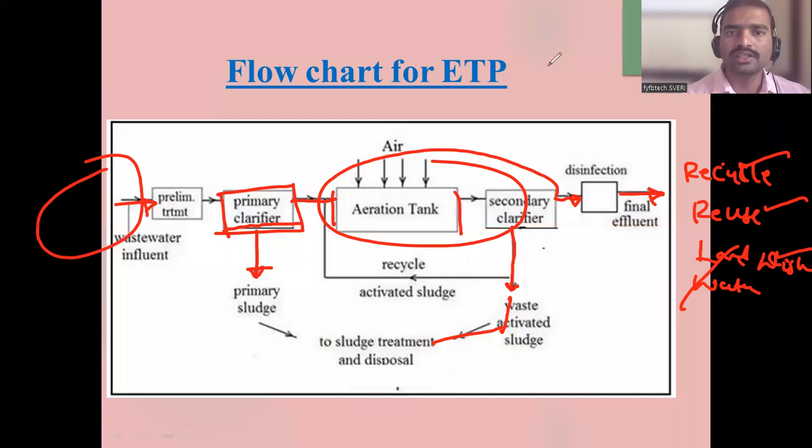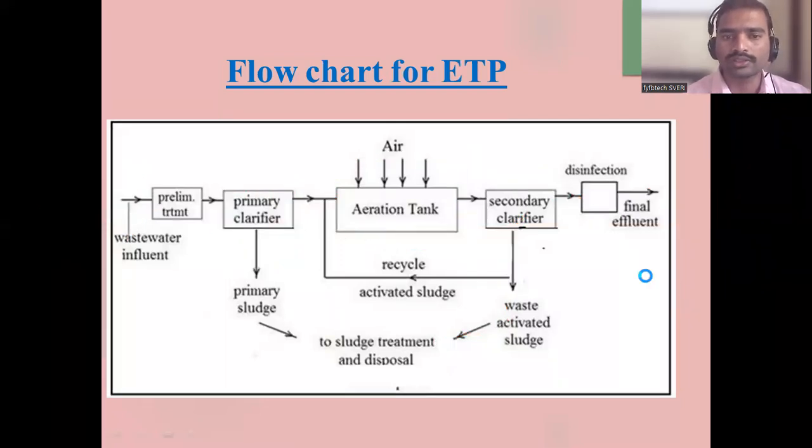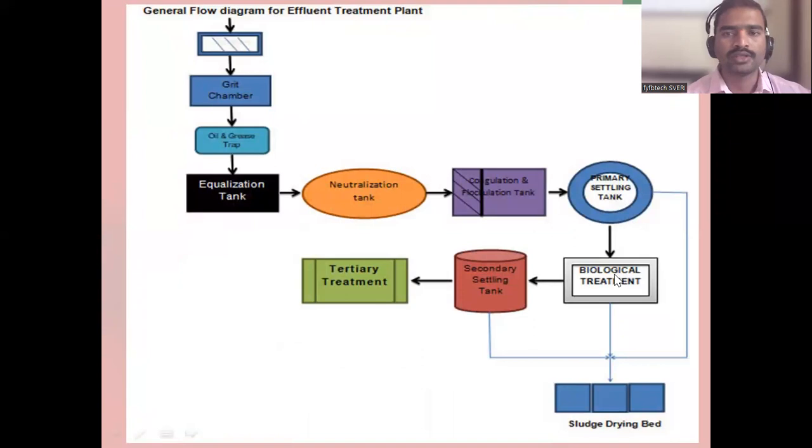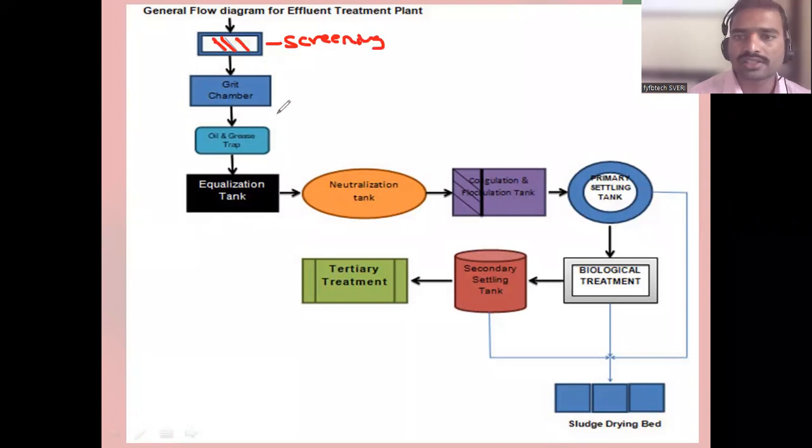So there is one more flowchart you can clearly see here. First, see all the processes that I have discussed. All the processes will come here. Check it. First one, the general flow diagram. So what is this? This is screening. Wastewater is taken into screening first. So which type of material is removed here?